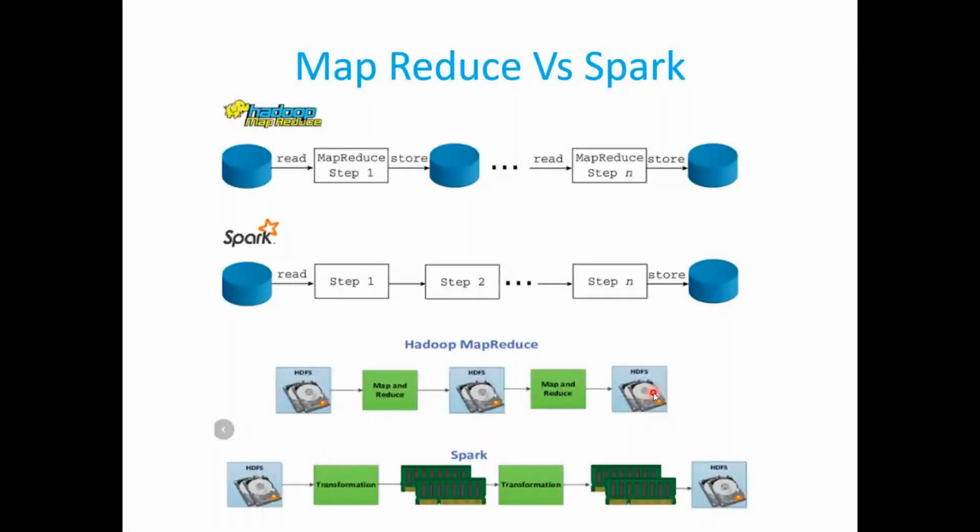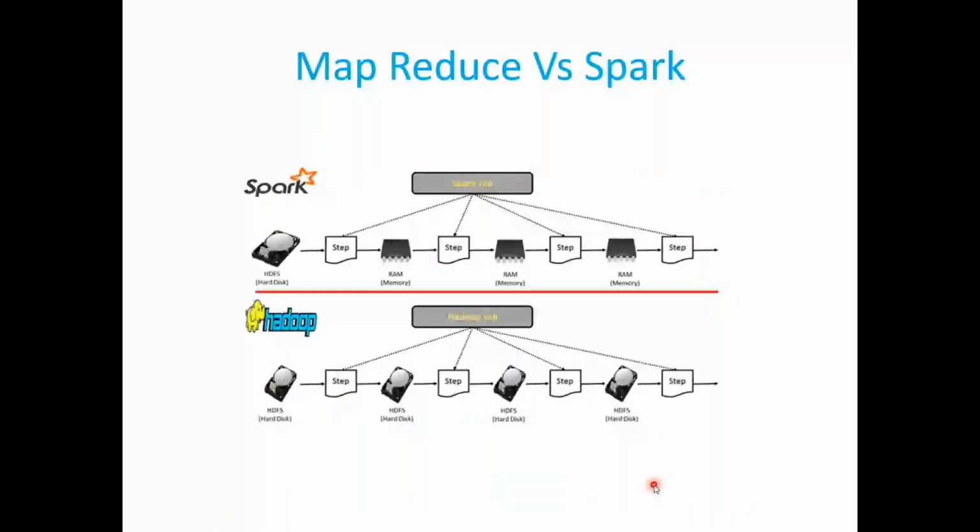We will go with Spark, because in Spark, only for the first time we will read from the hard disk, and all the intermediate data is stored in the RAM. Have a look here. All the intermediate data is stored in the RAM. Whereas in MapReduce, even the intermediate data is stored on the hard disk. That is a problem. Reading from or writing to the hard disk is always a costly operation. But Spark is very smart. Only for the first time it will read from the hard disk. All the intermediate data is stored in the RAM, that is, in the memory.